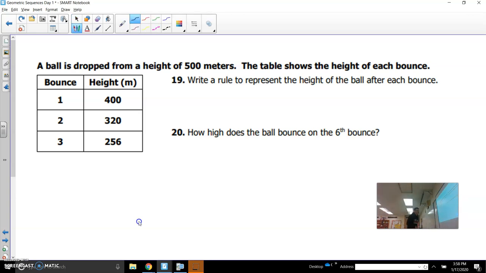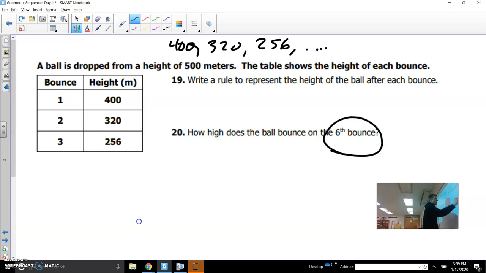So now it says a ball is dropped from a height of 500 meters, and the table shows the height of each bounce. So write a rule to represent the height of the ball after each bounce. So the first bounce is 400, the second bounce is 320. So this is kind of my sequence value. And so I know they gave you 500, but again, if they want the 6th bounce, this is the first bounce, so this would be the first number. So you do want to pay close attention to that kind of stuff because you want to make sure that you do have the first number correct. But I think based on this looking for the 6th bounce, if this is the first bounce, then I think we're good with 400 being the first value.